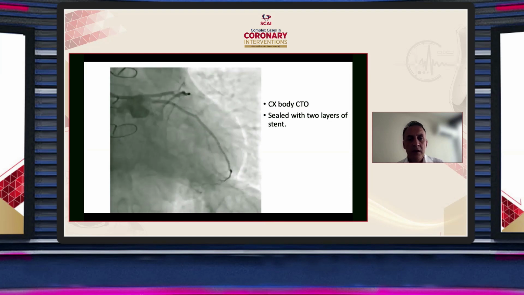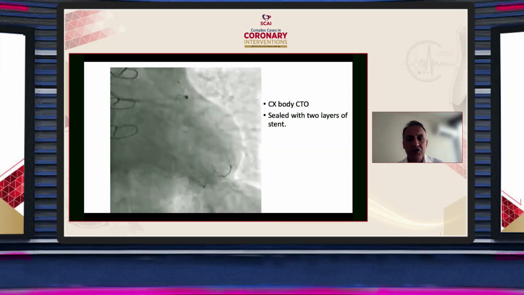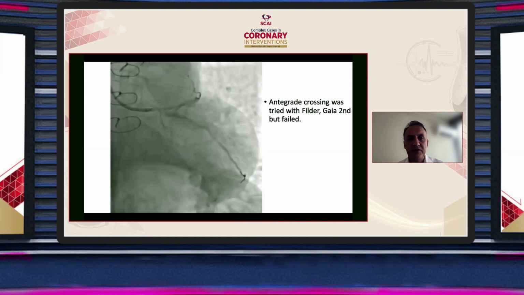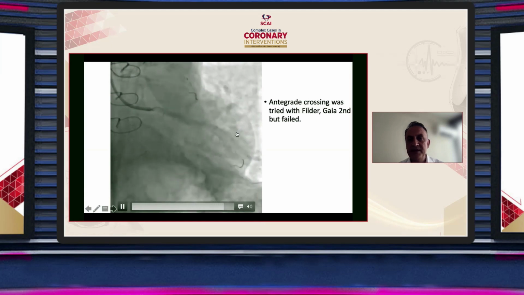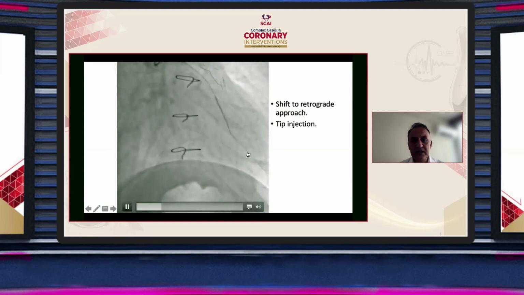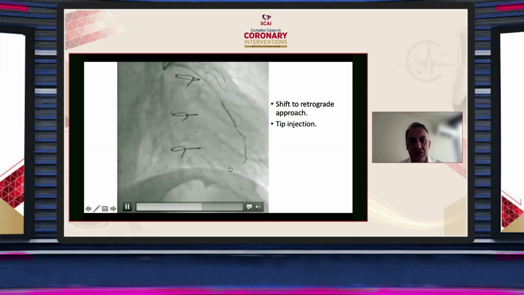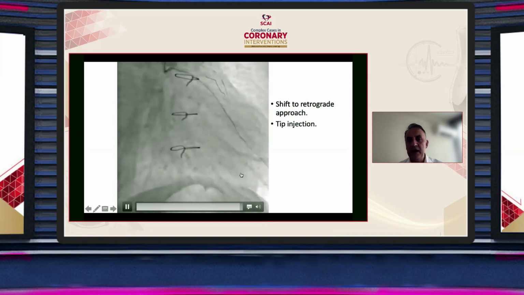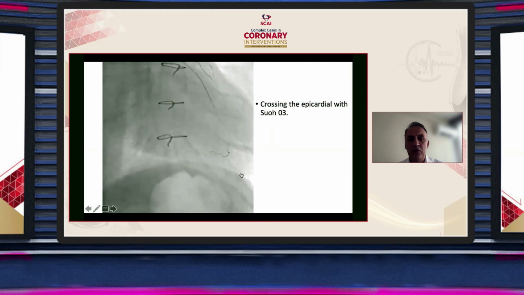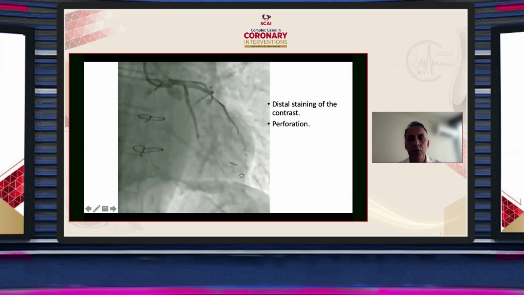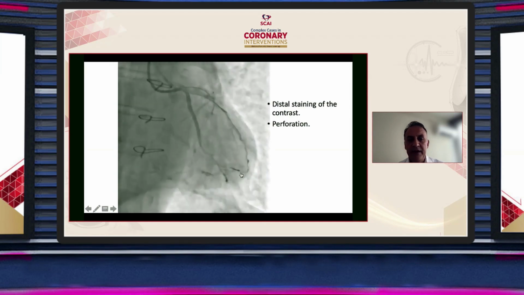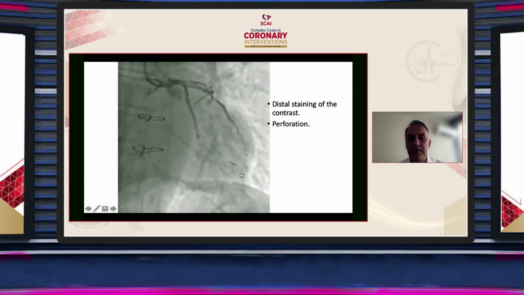Epicardial collateral. This is a CX CTO patient. We failed to open this artery antegradely, and we thought that we could open it retrogradely. And you see there is a nice collateral from here after tip injection. The wire crossed that collateral easily without any friction, and also our microcatheter crossed it, which was fine. After that, we had bleeding, right? In that case, we ruptured the epicardial collateral.